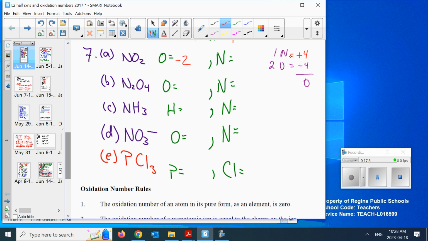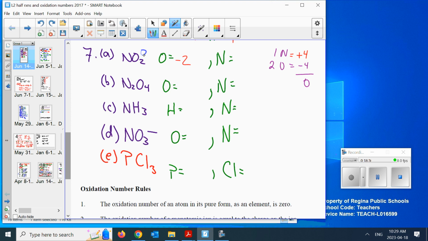+4. Only way it adds to 0. You're not sure? Okay, I'm going to just take a second here. So 1 nitrogen because of that point, 2 oxygens because of the point, right? Well, if you have 1 oxygen, it is -2. So 2 groups of -2. I know that there's no charge on it, but it has to add up to 0.